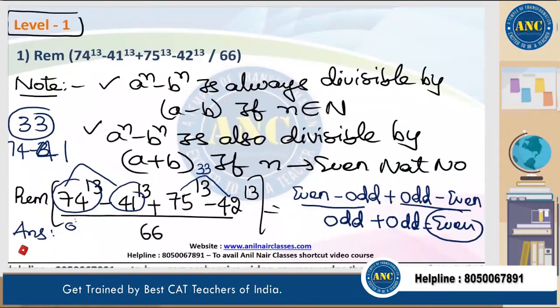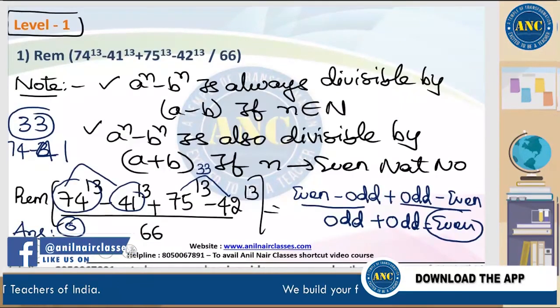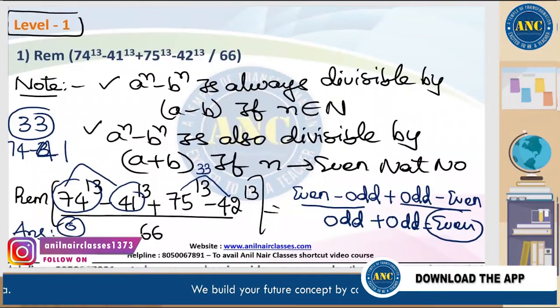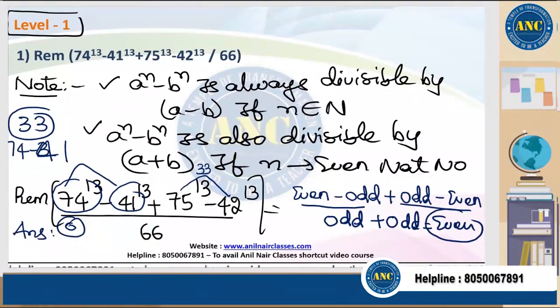I hope it is clear. The answer for the first question is 0. I hope the idea is clear. Remember, whether the power is an even number or an odd number, a power n minus b power n is always divisible by a minus b.